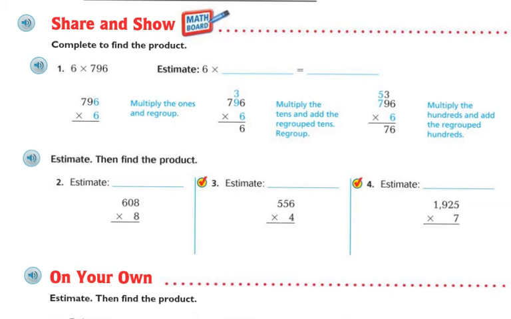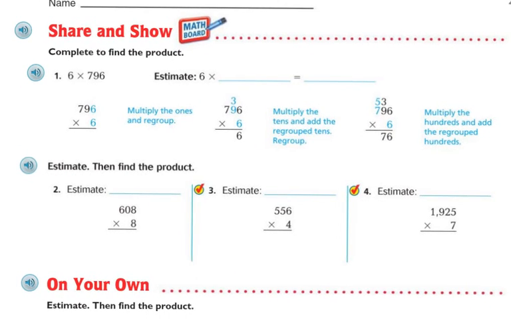In problem number 1, I have 6 times 796. So I can estimate that to be 6 times 800. And 6 times 8 is 48. And then I add my 2 zeros, and I get 4,800.